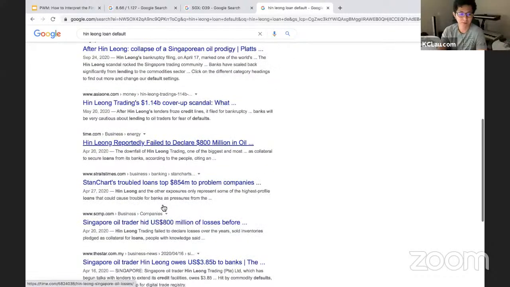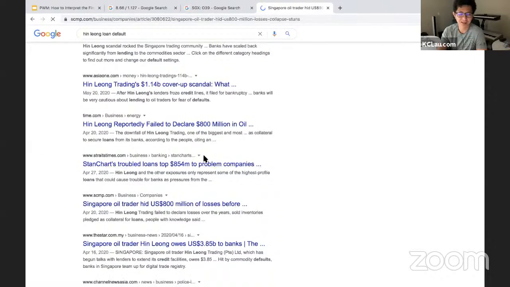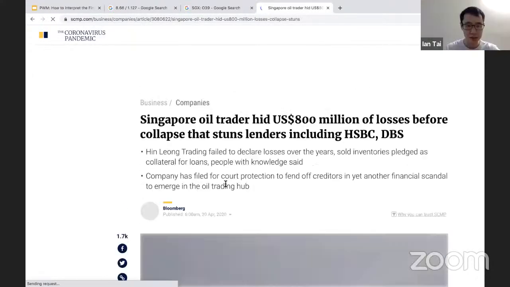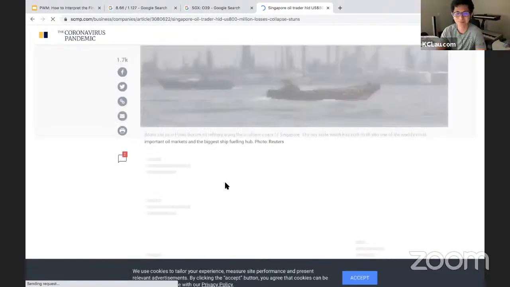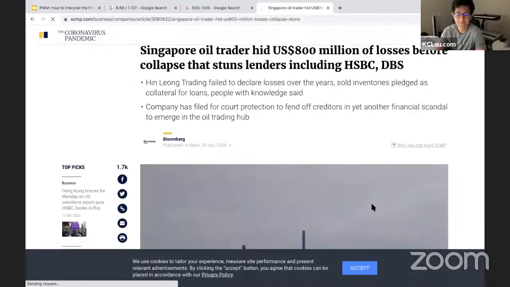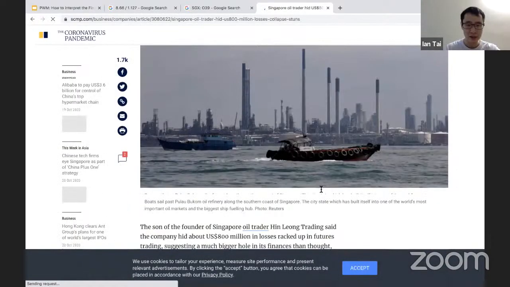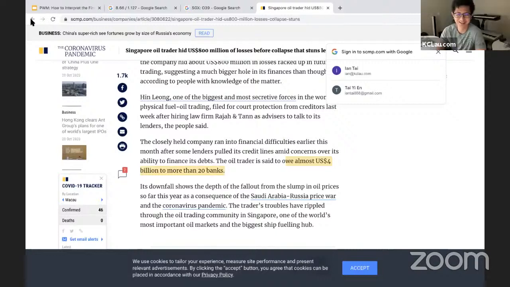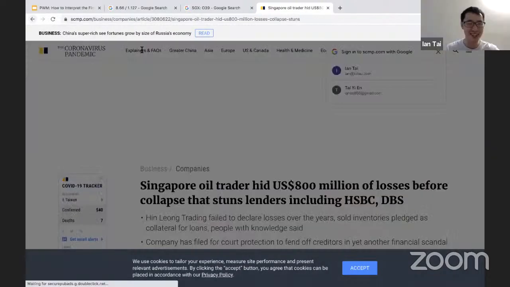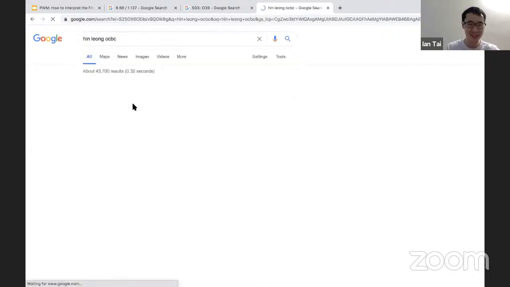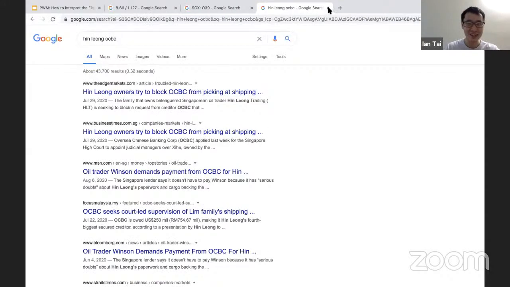I think no worries since we cannot pull the information out of our head. You can always look at it from Google, that is where we source our information as well, right? So we have HSBC, DBS, and a lot of other banks too. See, it owes 4 billion to more than 20 banks, okay? So 20 banks, not just OCBC. We're in this together. Yeah, they're in this together. So that's the thing.